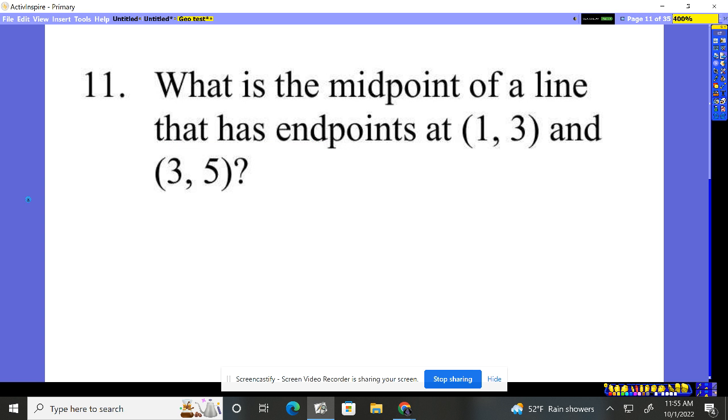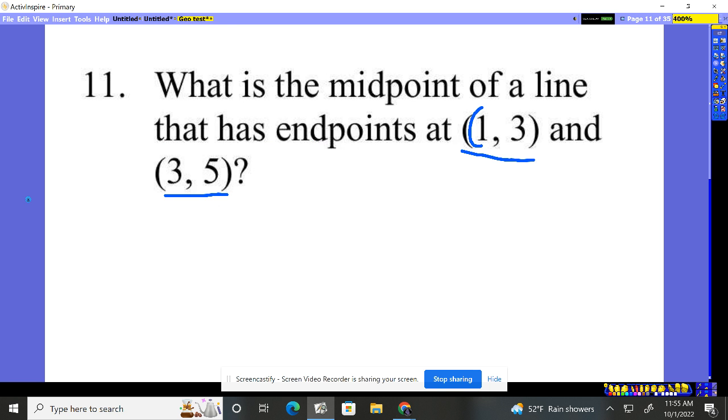What is the midpoint? Midpoint is the middle. It's the middle of something. How do we find the middle of something? We add them together and divide by 2. So to find the midpoint that has the endpoints (1, 3) and (3, 5), I'm going to add the x's together and divide by 2. I'm going to add the y values together and divide by 2.